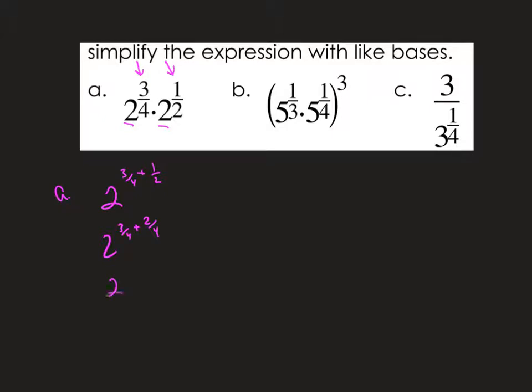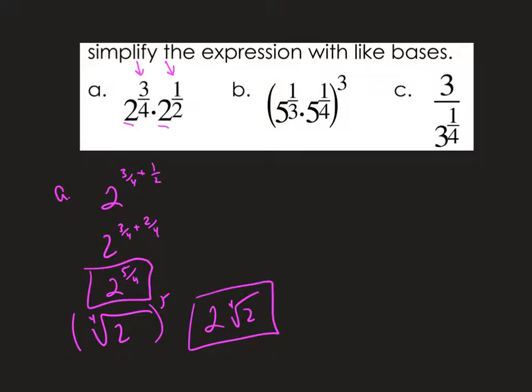So that's going to be 2 to the 5/4. And then that technically is the 4th root of 2 to the 5th power. And technically, that is 2 times the 4th root of 2. So both this answer and this answer are good final answers. I think that we will default to this, seeing that we started in rational or fractional exponents, so we will end in a fractional exponent answer. Let's move on to B.